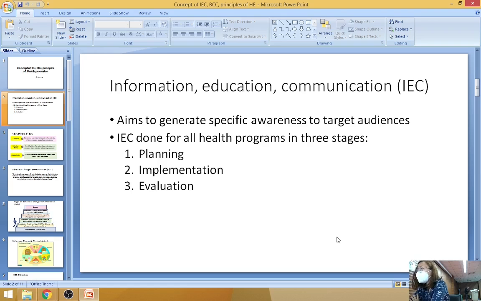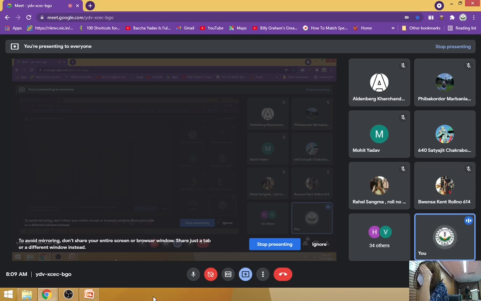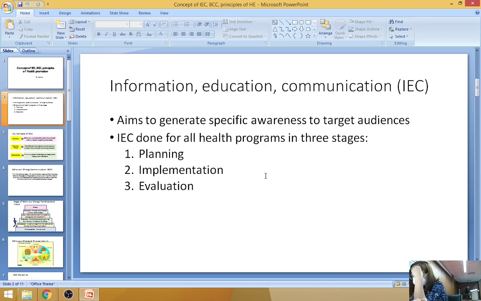In any of the health programs, IEC will definitely be there. Okay, roll number 16, Rahel Sangma, are you there? Am I still audible? Ma'am. So, can you name one health program? Any health program you have heard of? Even if you don't name the full program, you can tell a disease for which a program is there. If you don't know, it's okay, just say you don't know. Just the name of the disease.